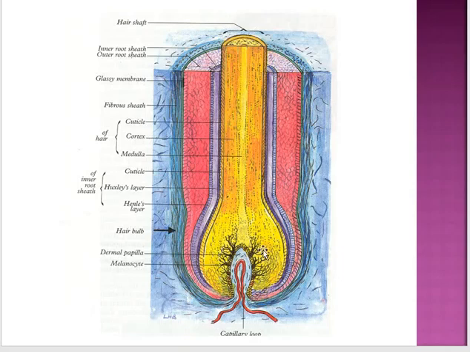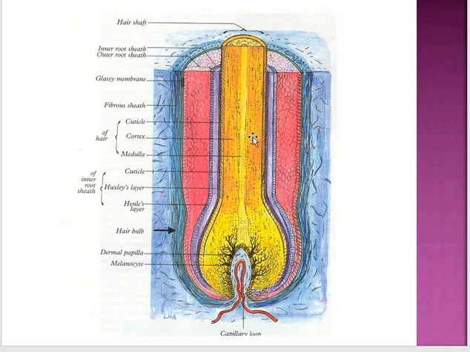Let's look here at the matrix. Okay, that is the matrix. The mitotic activity of these cells is responsible for hair growth. Then let's look immediately deep to the glassy membrane. Here we can see the layer of cells at the hair bulb that increases in number in the vicinity of the stratum corneum. This layer of cells is known as the external root sheath.